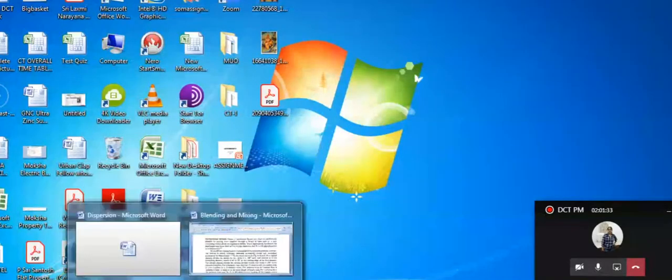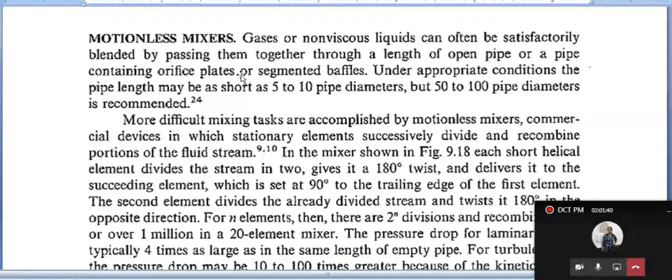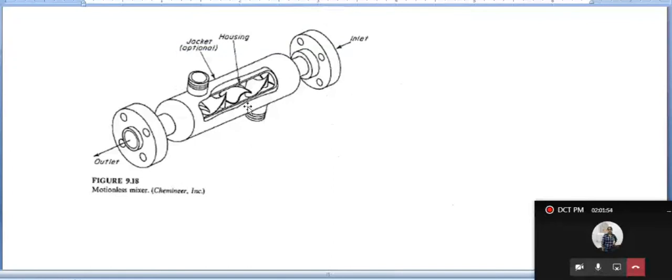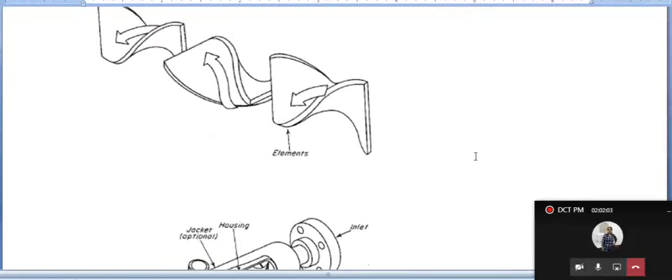Gases or non-viscous liquids can often be satisfactorily mixed or blended by passing them through a length of open pipe or pipe containing orifice plates and segmented baffles. So these are the elements. These are not segmented baffles or orifice plates. These are the elements which are exactly used in a motionless mixer. Apart from that, you can also use segmented baffles or orifice plates. Our ultimate aim is what? When the gas is admitted, cut it into two parts, change its direction, mix them. So with this cutting and then mixing, it will take some amount of time, and you can ensure some mixing is taking place. That is the only aim. So you keep plates or orifice segmented baffles, no problem.